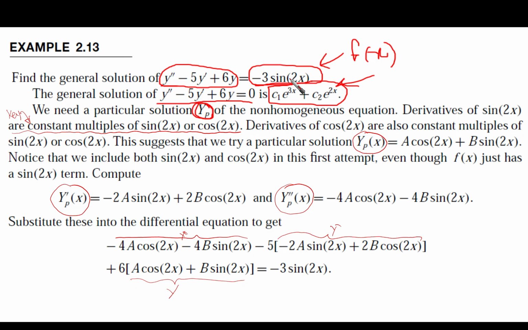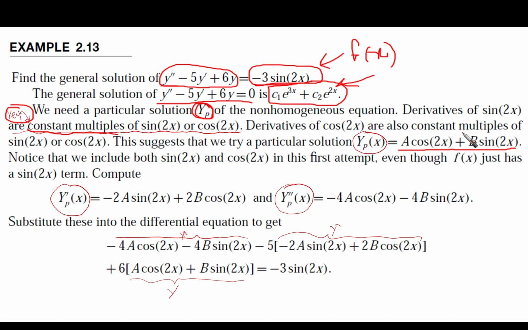Then they are interchangeable. So here it says derivatives of sine 2x are constant multiples of sine 2x or cosine 2x, right? That's the key here, that the derivative of f of x, or sine 2x, is a constant multiple of sine 2x or cosine 2x. Derivatives of cosine 2x are also constant multiples of sine 2x or cosine 2x. This suggests that we try a particular solution as follows.